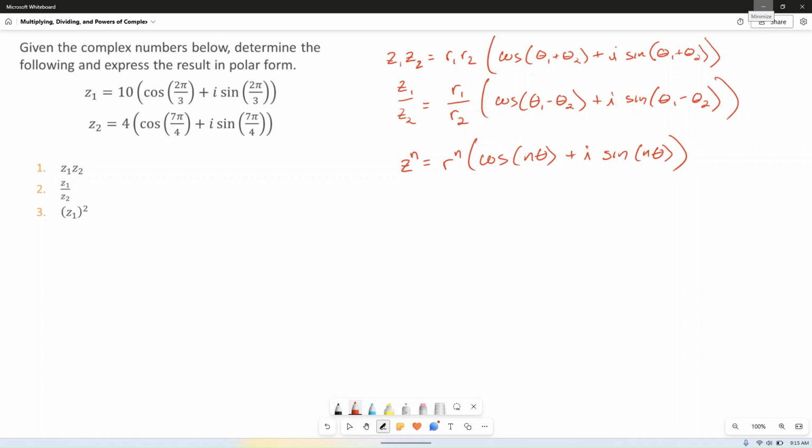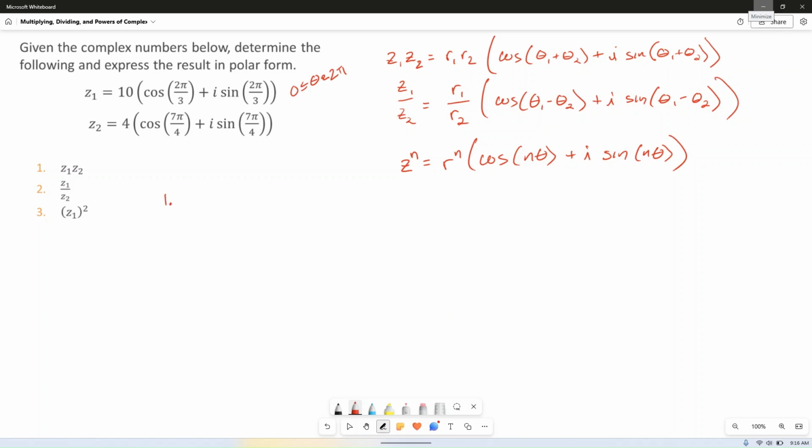So we have our first complex number, z1, is equal to 10 cosine of 2 pi over 3 plus i sine of 2 pi over 3. And then z2 is equal to 4 cosine of 7 pi over 4 plus i sine of 7 pi over 4. And I just want us to go ahead and compute a multiplication, a division, and a power. Whenever we do this, we want to make sure theta is always between 0 and 2 pi. If it's not, we can find the coterminal angle that is between 0 and 2 pi. All right, so let's try this first one out.